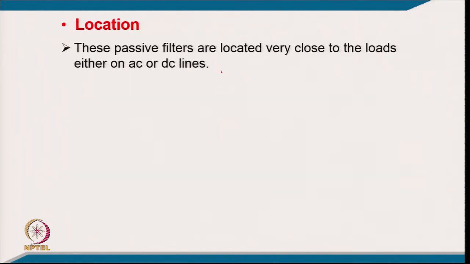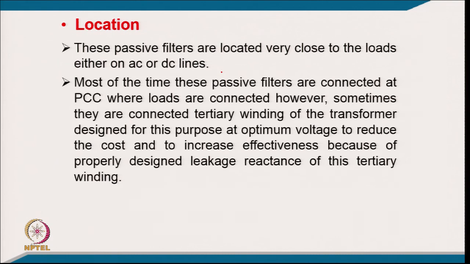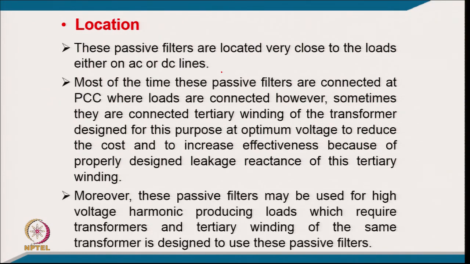Well, location: these passive filters are located very close to the load, either on AC or DC lines, and most of the time they are connected at the PCC where the loads are connected. However, sometimes they are connected in a tertiary winding of a transformer designed for this purpose, at optimum voltage to reduce the cost and to increase the effectiveness, because the leakage reactance of the tertiary winding is properly designed.